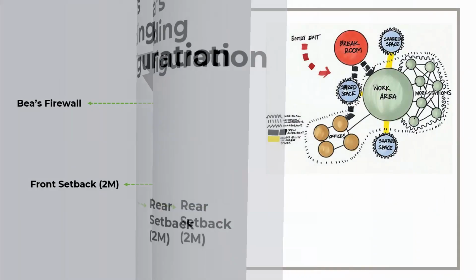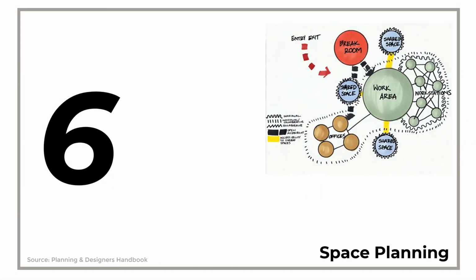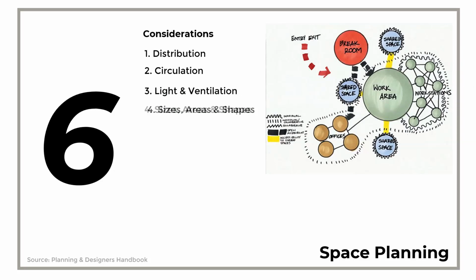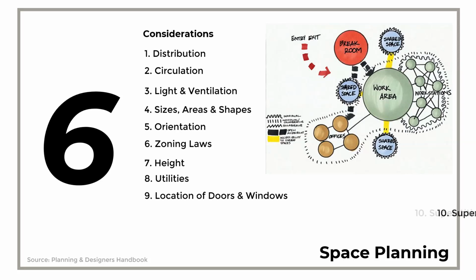Next consideration is space planning. So based on the Planning and Designer's Handbook, we need to consider the distribution of spaces, circulation, light and ventilation, sizes, areas, and shapes, orientation, zoning laws, height, utilities, location of doors and windows, and superstition and feng shui. So based on your reading, you learned about the superstitions and beliefs of the Filipino in constructing a house.